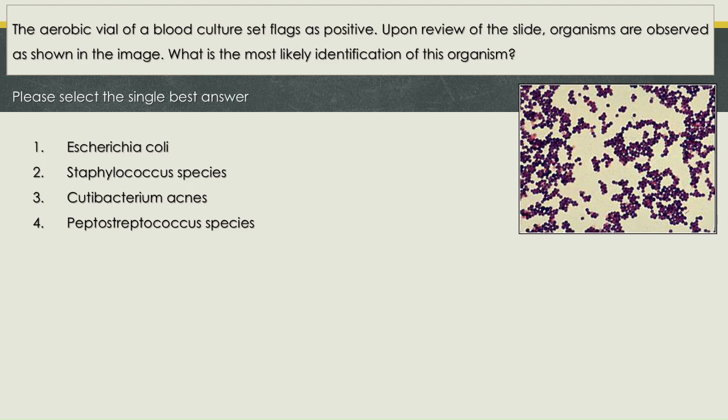The aerobic vial of a blood culture set flags as positive. Upon review of the slide, organisms are observed as shown in the image. What is the most likely identification of this organism? Please select the single best answer. 1. Escherichia coli. 2. Staphylococcus species. 3. Cutibacterium acnes. 4. Peptostreptococcus species.